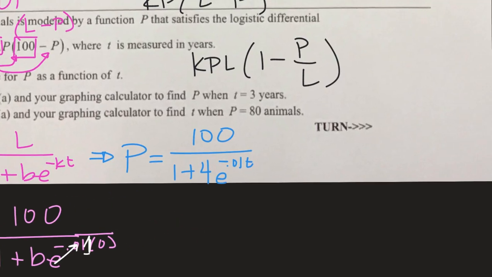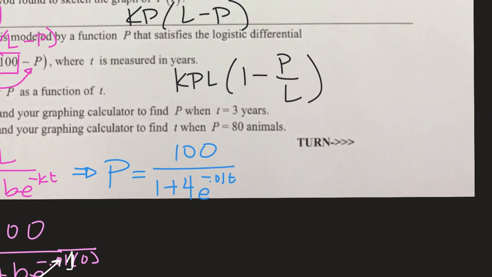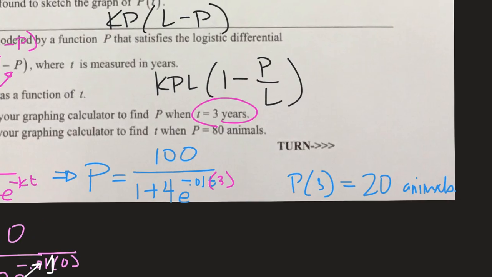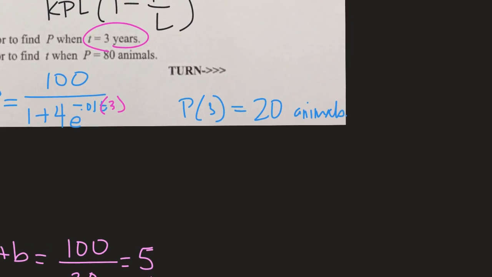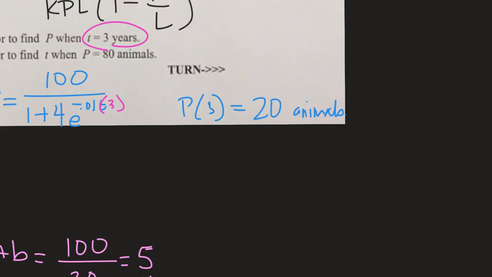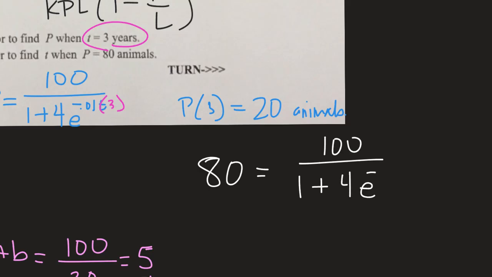Our next question says, what's the population after 3 years? So we're going to replace t with 3 and plug this into our calculator, because that's not easy to do in your head. So we don't have much growth after 3 years, just 20 animals. Now, when will it equal 80? So here's our algebra problem. We want to know when 80 will equal 100 over 1 plus 4e to the minus 0.01t. Solve this equation for t.